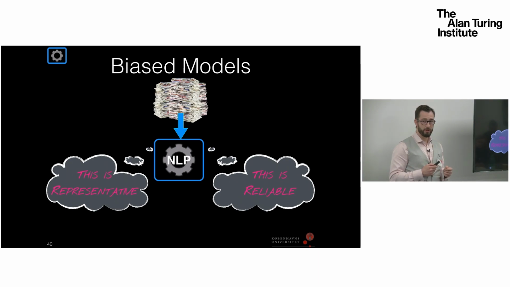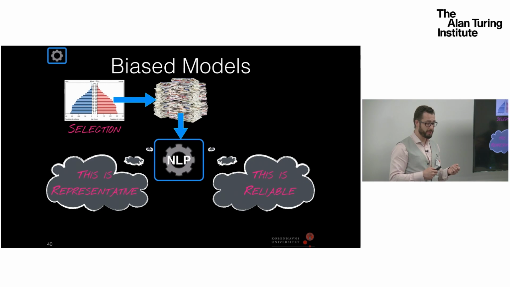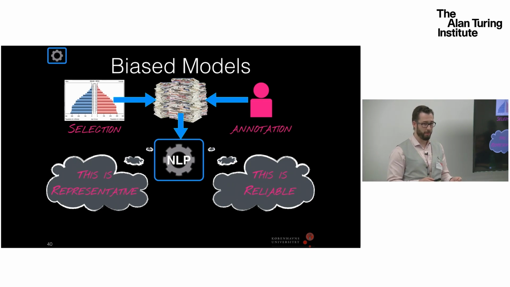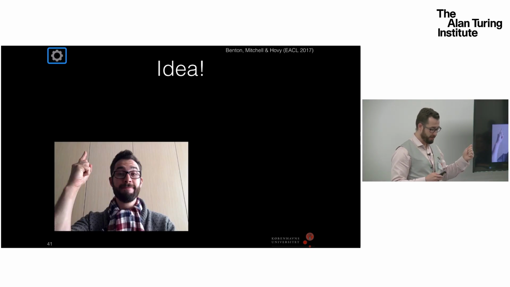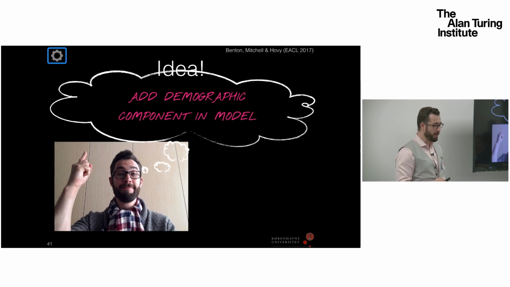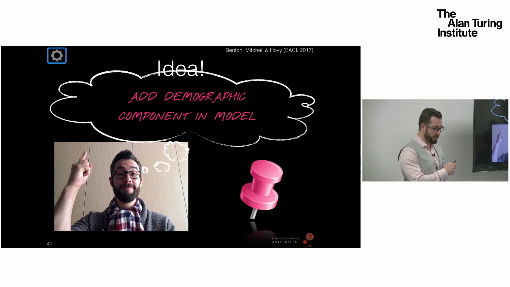However, the model also assumes that what I get is reliable. And I've just shown you in the last 2 parts that, no, the selection bias means this thing is not representative, and the annotation bias means this is probably not reliable. Okay, so another idea. How about we just tell the model that there's a demographic component that can skew things, and it shouldn't rely too much on the data. It should incorporate that knowledge in the model. And this is where the pin comes back.